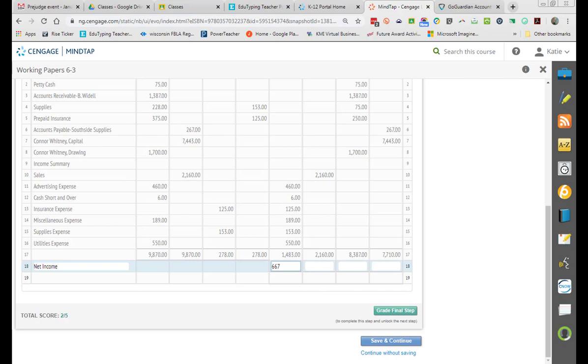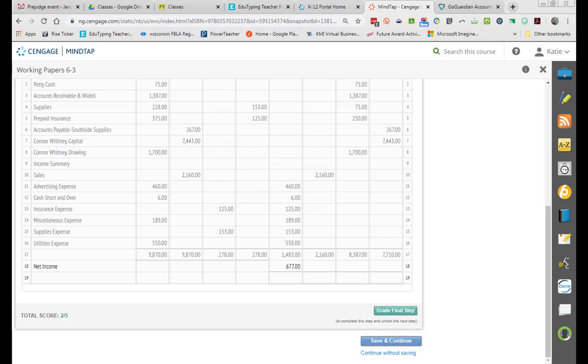And here's the reason why. I put it here as a debit because if I add 677 to 1,483, what does that give me? 2,160? Would you agree if I add these two numbers together, it gives me 2,160? Did I type wrong? Yep. You're right. I transposed a number. Thank you. 677, not 667. That would not cause my numbers to work out. Then I should get 2,160, right? Okay, this is my net income, $677.